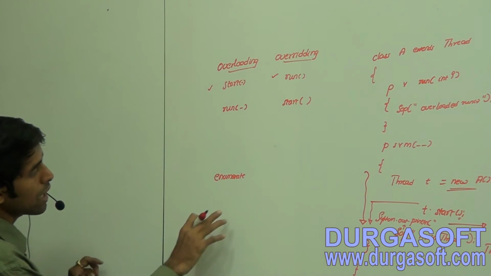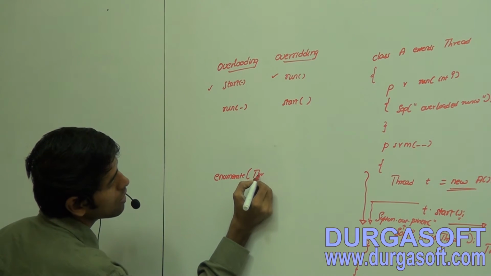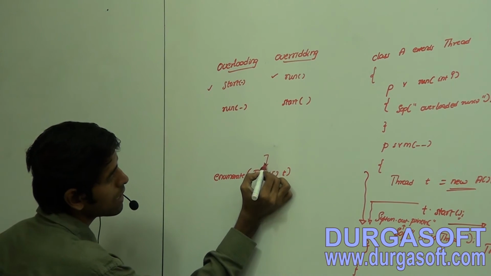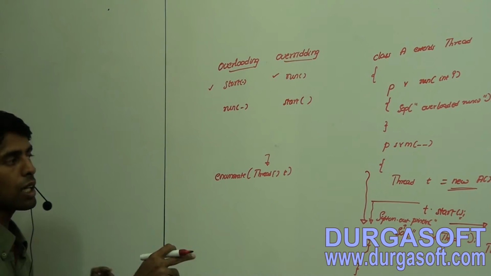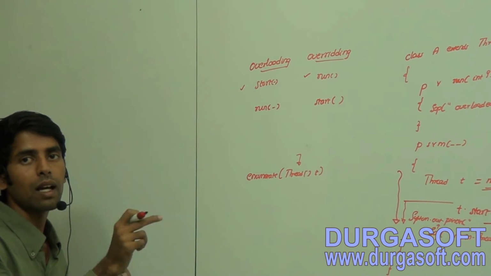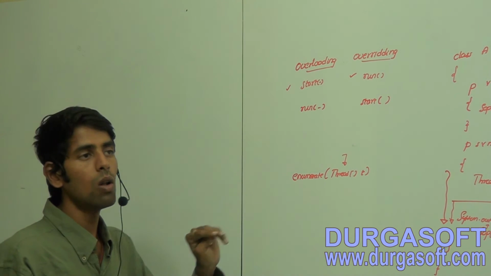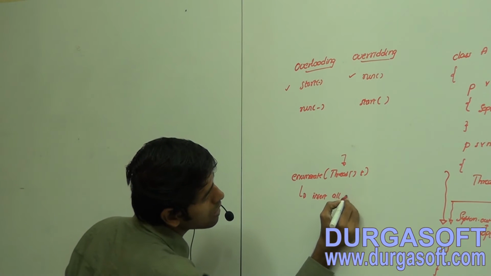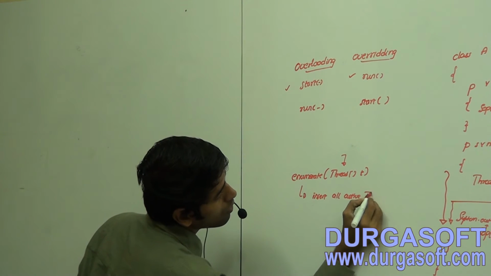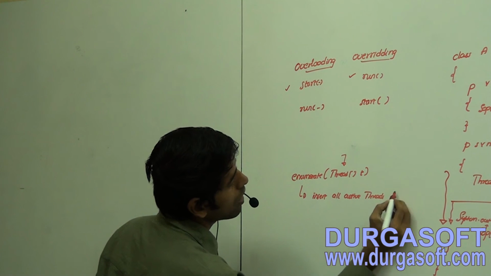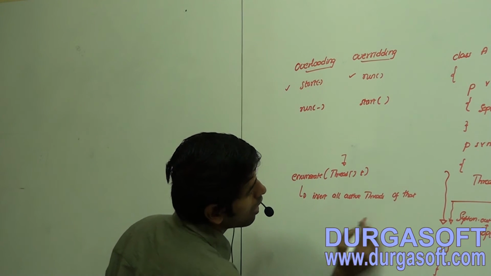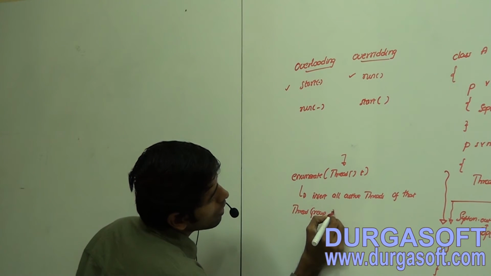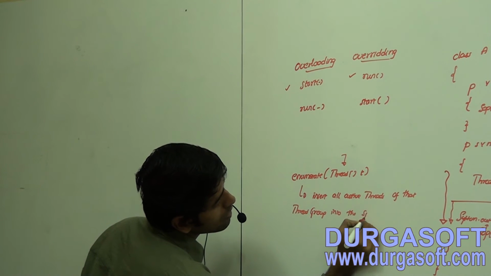Now see enumerate, which has the argument of what? A Thread array. So what is the main meaning of this? If you pass any thread array and call this method on any thread group reference, it is going to insert all the active threads of that thread group into the specified array.